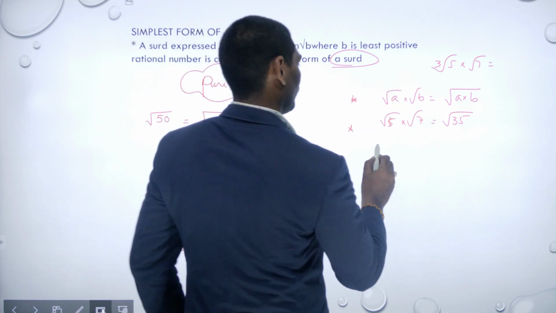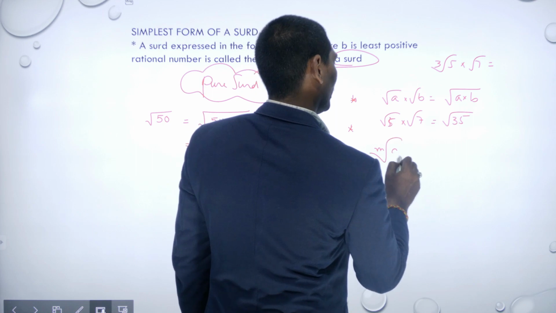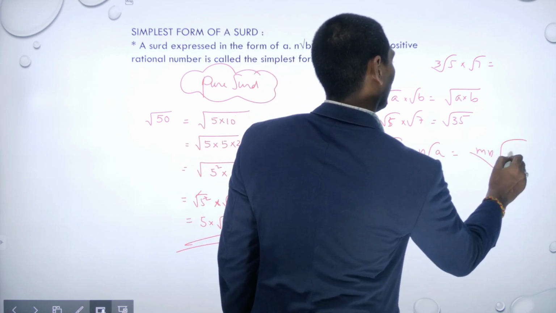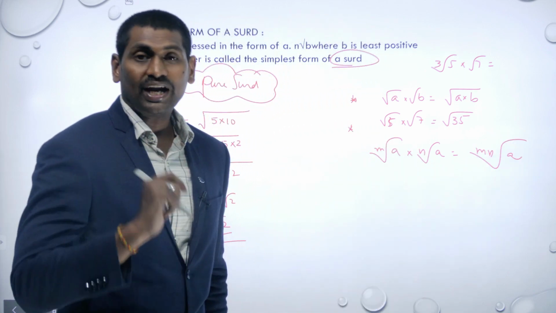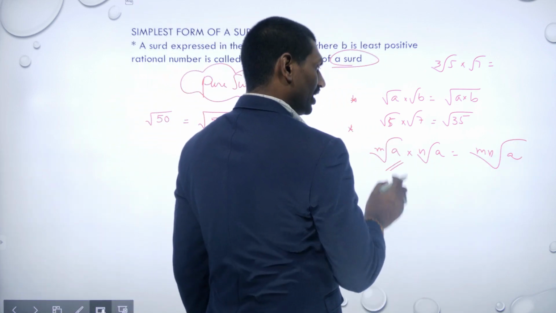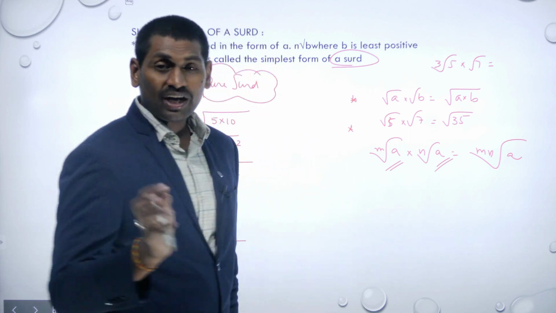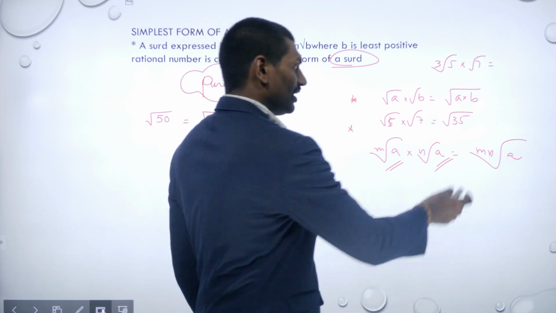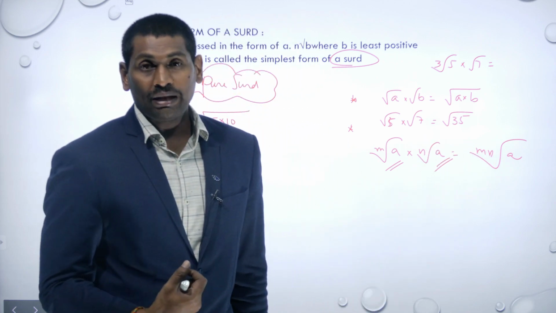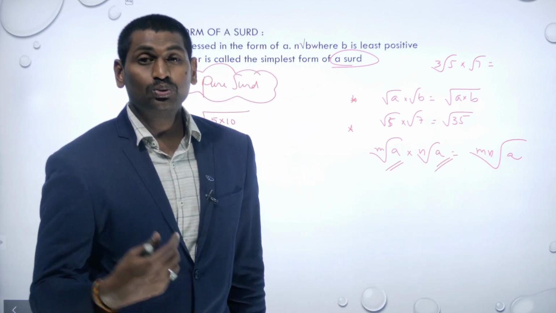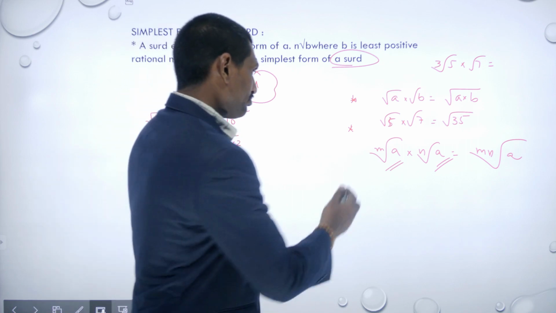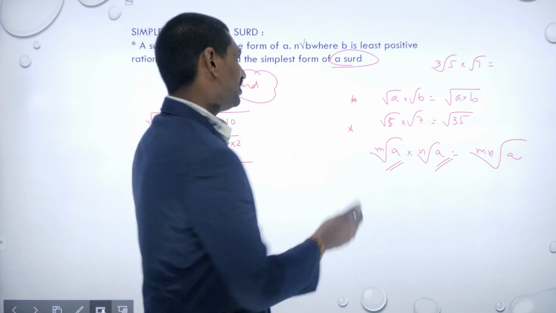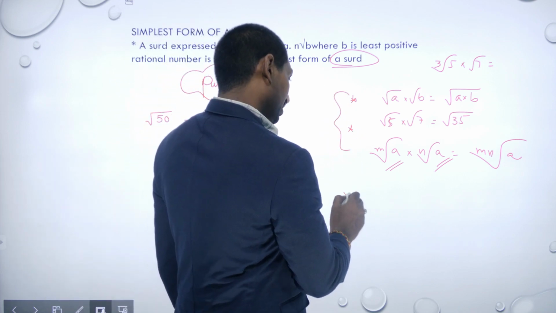In the same way, mth root a into nth root a is nothing but mnth root a. Both are having the same radicand. The first one has the radicand a, the second one has the radicand a. Even though the order is different, how did we do that? We just multiply the orders this time: m into n, mnth root of a. So mostly these two are very, very important, and here also you should know about it.